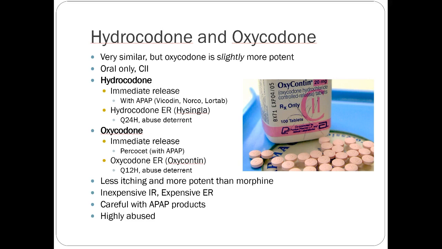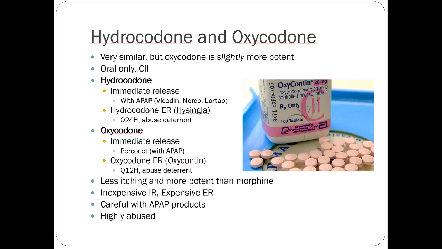Hydrocodone and oxycodone are really similar drugs. Oxycodone is slightly more potent, but essentially they're kind of one-to-one as far as their dose goes. I think there's a lot of confusion around these two, mostly because for the longest time, hydrocodone was a controlled C3 narcotic and oxycodone was a C2. There's recently some legislation passed on the federal level that moved hydrocodone into a C2.